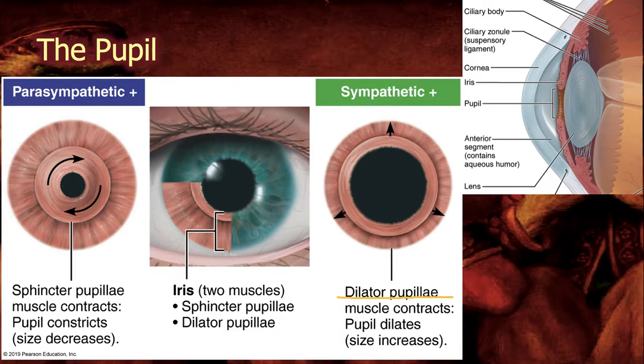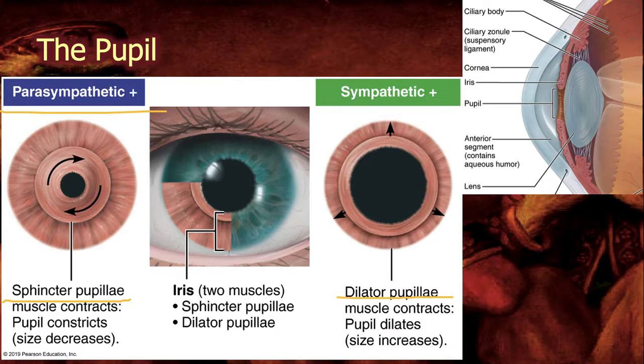Okay? The parasympathetic does the opposite. It causes constriction. But it's going to use a different muscle. It uses the sphincter pupillae, okay, which contracts and causes the pupil to get smaller. Okay? So we talked about this in terms of seeing things far away and seeing things up close. What about light levels? When do you want to have your pupil constrict? When it's really bright, right? You want to limit the amount of light that comes in. And then you want dilation when it gets dark, right?